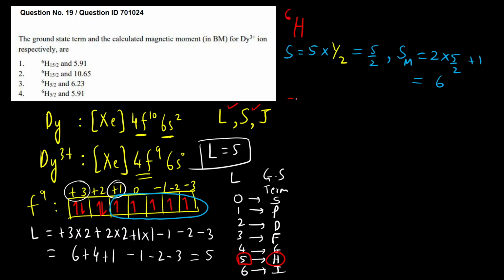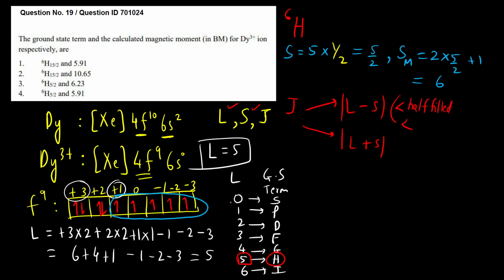So let us find out the value of J. Now J can have two values. It can have mod of L minus S, or L plus S. L minus S if it is less than half filled. Okay, less than half filled.